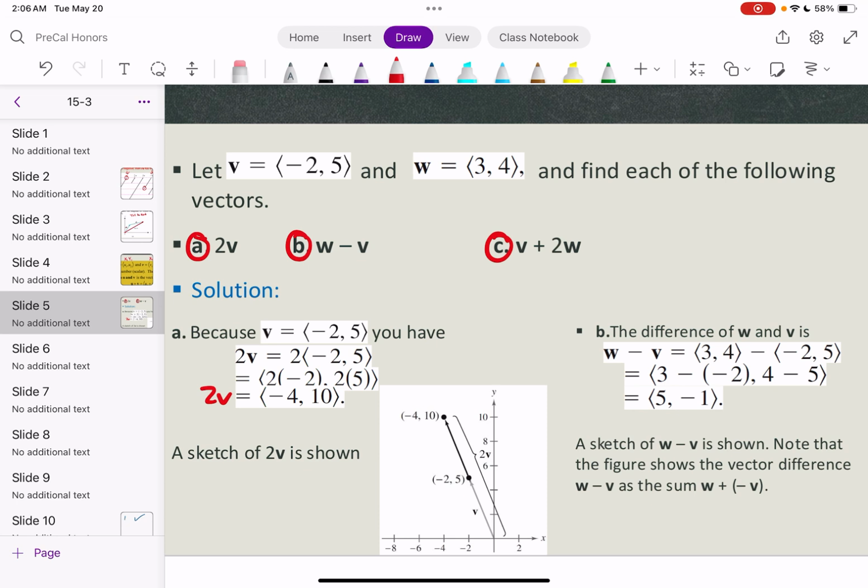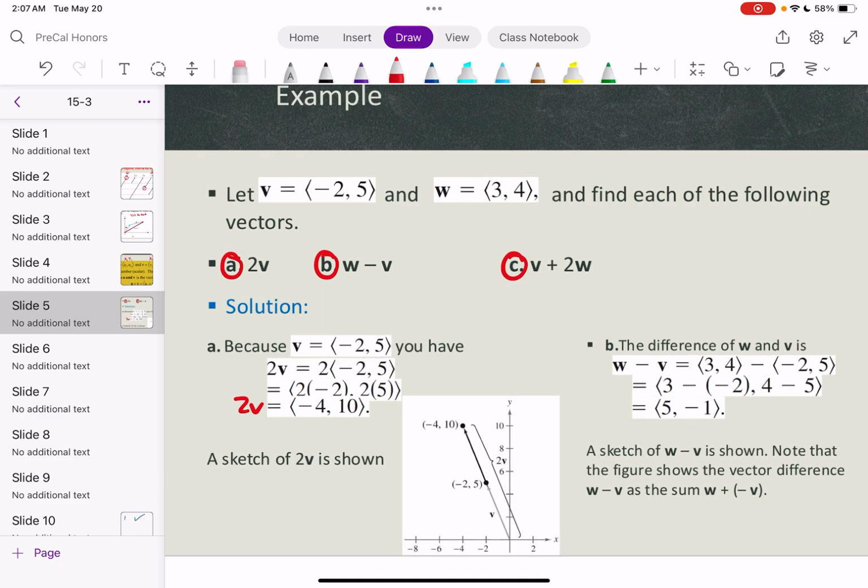As we grab that first number of 3, we are going to subtract a -2. That's going to leave us with 3 minus a -2, which would cause that -2 to turn into a positive. 3 plus 2 would leave us with 5. We repeat the same process with our next set of numbers. So 4 minus 5 would leave us with a -1. So our final vector here would be 5, -1 for the w minus v.